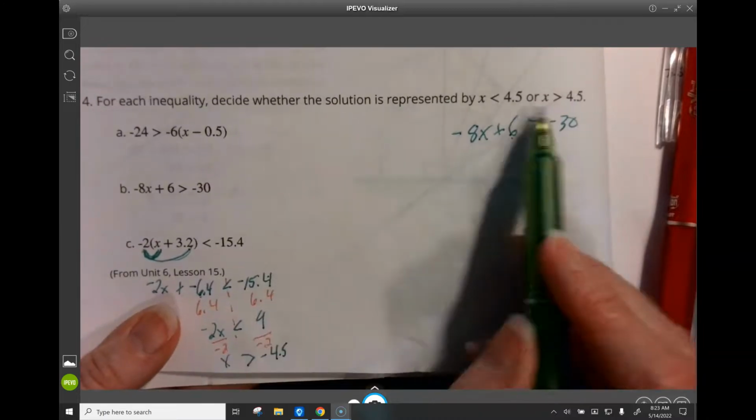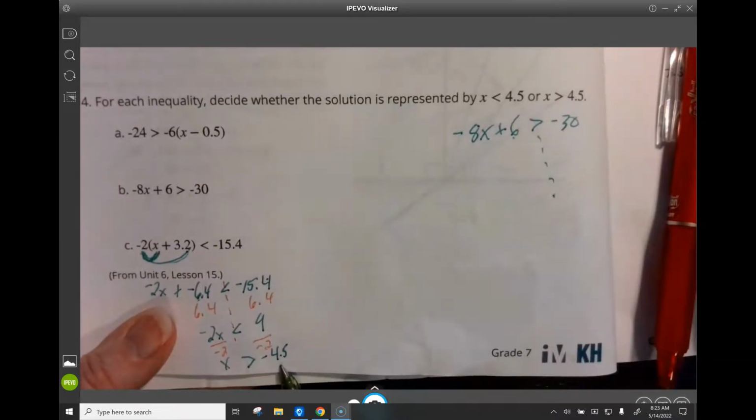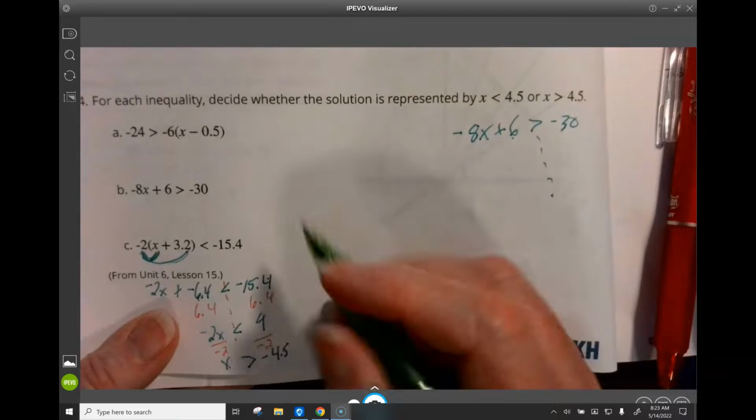Decide whether the solution... no. Oh, they were trying to trick us. Look at that. Oh, no, they weren't trying to trick us. I made a mistake.